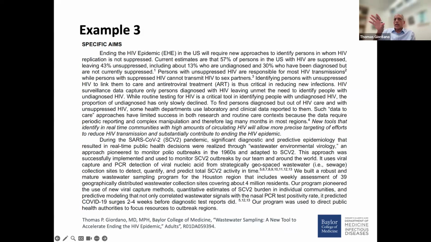So the first paragraph sets up the problem, the big problem. Ending the HIV epidemic in the US is going to require new approaches to identify people with unsuppressed HIV. And I go through different ways to do that in the rest of this paragraph and what's wrong with those approaches, like data to care and using public health systems. So the problem is we don't know how to find people with HIV who aren't in care. Kind of obvious.